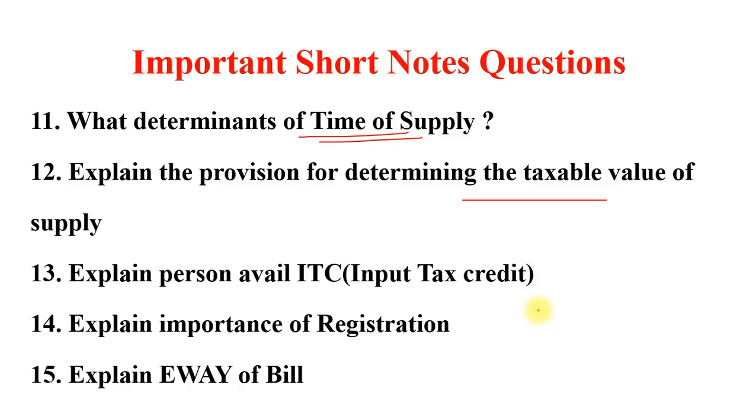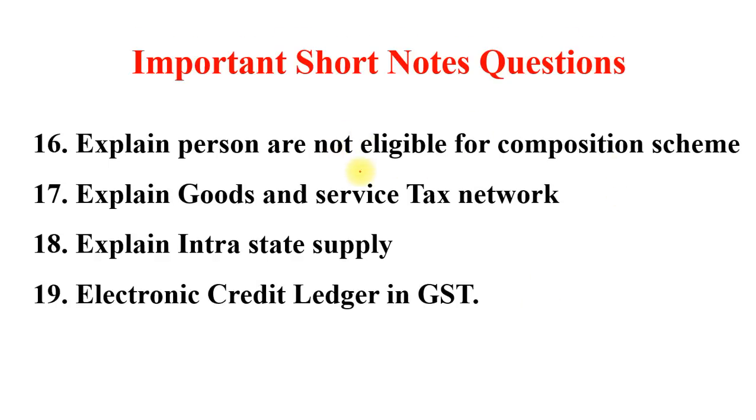Now the last four types. Explain the persons who are not eligible for composition scheme. Explain Goods and Service Tax Network. Explain intrastate supply. And lastly, explain electronic credit ledger in GST. So these are the last four topics which are very important.